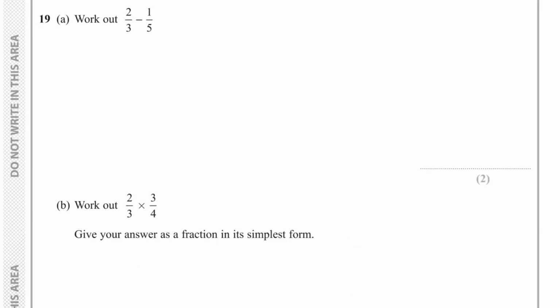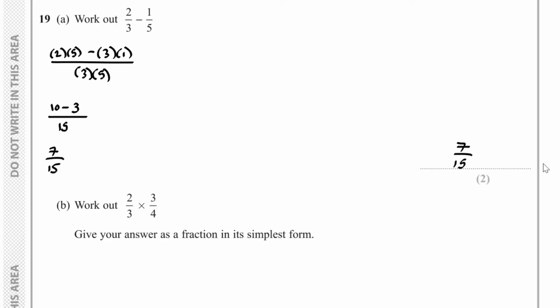Question number 19. We have to work out 2/3 minus 1/5. The way I approach this question is I use cross multiplication. So we have 2 times 5 minus 3 times 1, over 3 times 5. So here we get 10 minus 3 all over 15. Turns out we get 7 over 15. So we have 7 over 15.